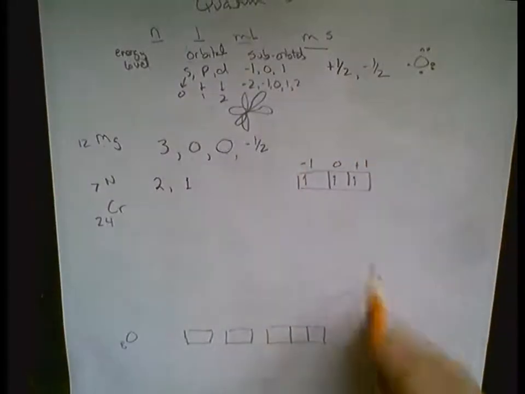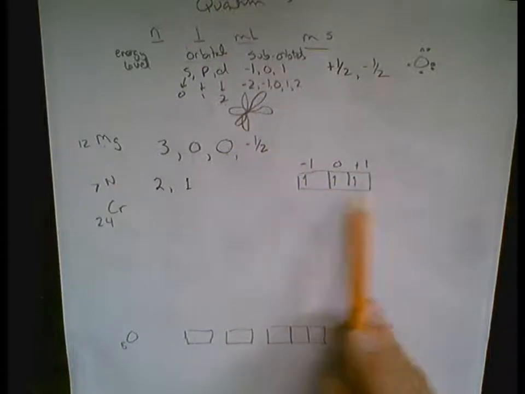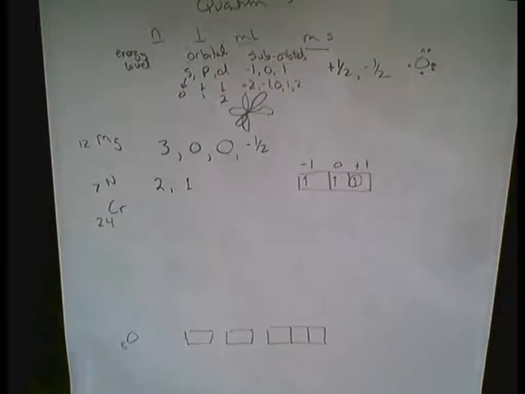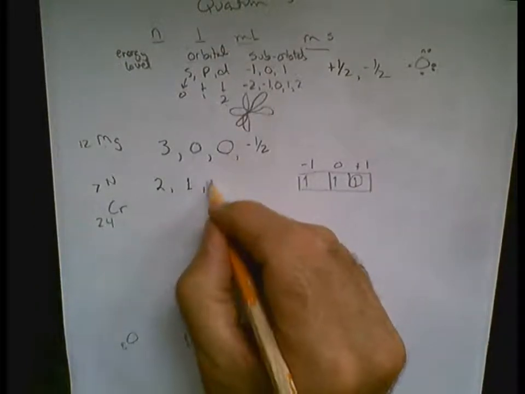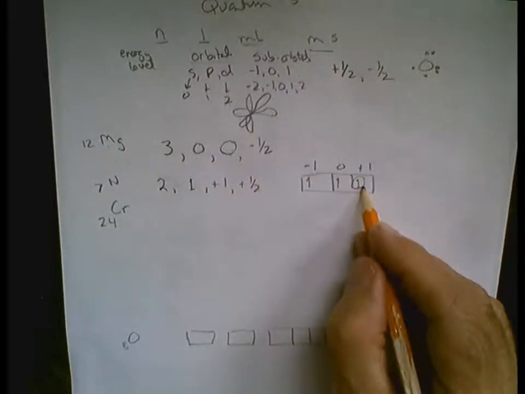Remember how I said the P's were split up into -1, 0, and 1? Just do this with your drawings. There's the last electron we drew right there. So we are in the +1, and it is a +1/2. We know it's +1/2 because it's sticking up.